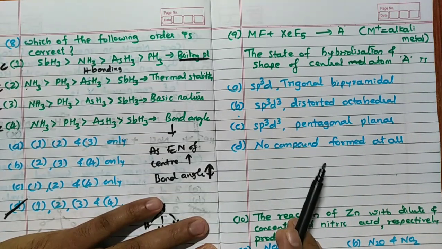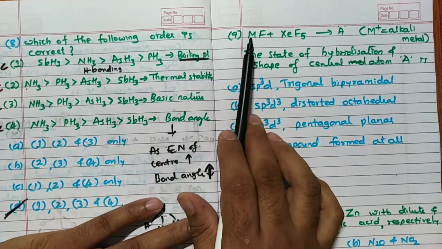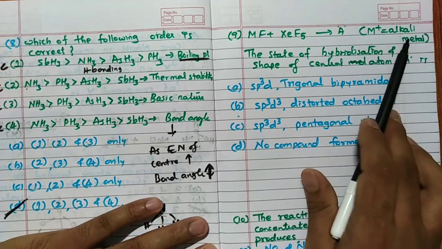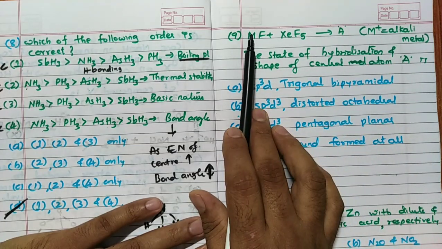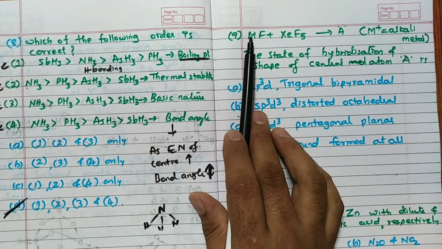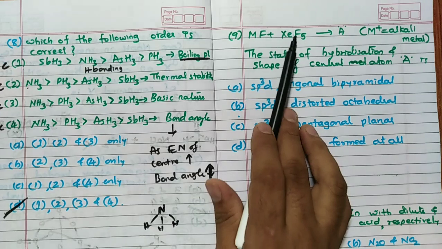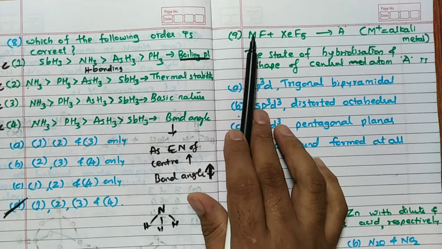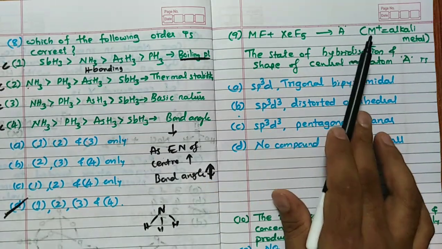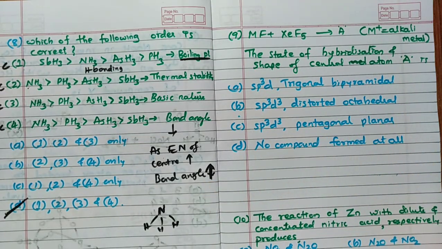Then how can you come to know? Remember, MF cannot accept another fluorine because M is an alkali metal having only plus 1 valency. So it is never possible. See, if it is something like a P block element, then you could say this can accept the fluorine from this. But MF cannot accept the fluorine. Always it will donate the fluorine because M plus is an alkali metal. They only have mentioned that in the question.